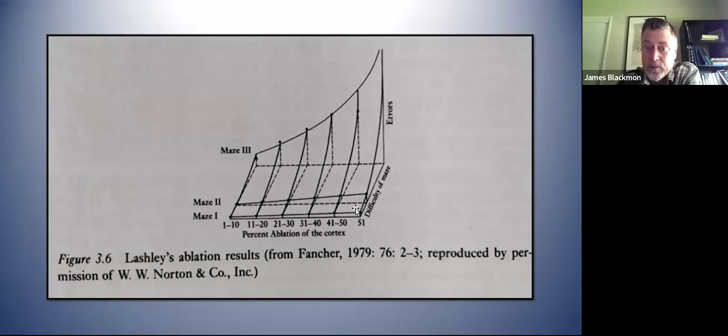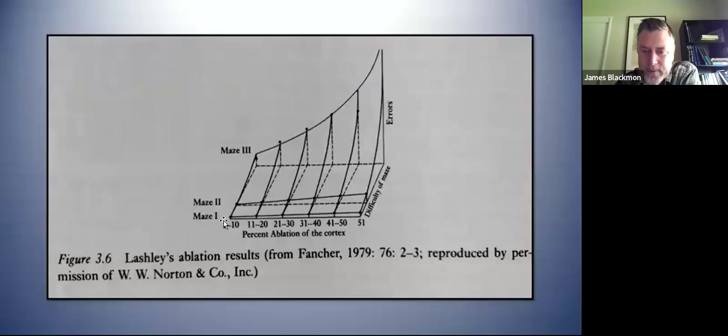Percent of the cortex that is removed. So that's what ablation is, by the way. To ablate is to cut away the surface. And then the maze difficulty goes back. So maze 1 is simple. Maze 2 is a little more complicated. Maze 3, much more complicated. And then vertically, we have error.